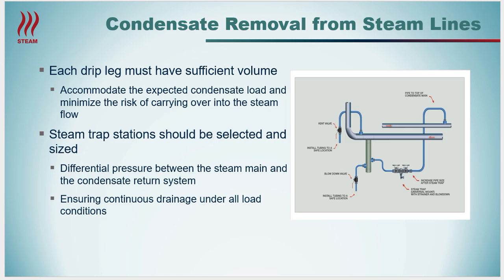Each drip leg must have sufficient volume accommodating the expected condensate load and minimizing the risk of carryover into the steam flow. Steam trap stations should be selected in size. Differential pressure between the steam main and the condensate return header is essential. Remember, inlet is P1 and outlet is P2. P1 always must be greater than P2, ensuring continuous drainage under all condensate load conditions.